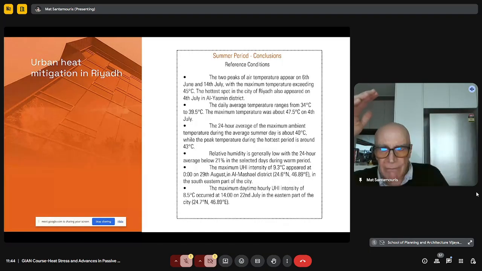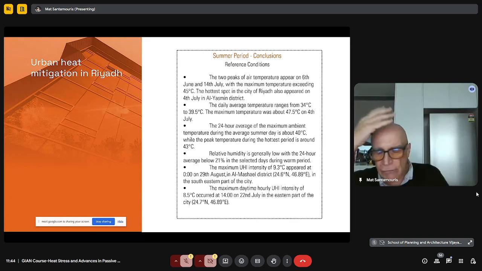The 24-hour average of the maximum ambient temperature during the whole summer period was about 40 degrees, and the peak was 43 degrees. Humidity, which defines the potential for latent heat, is low, and this is very good, because once humidity is low, it allows for more evaporative losses. If humidity is very high, you can't use evaporative techniques because the potential for evaporation is very low.